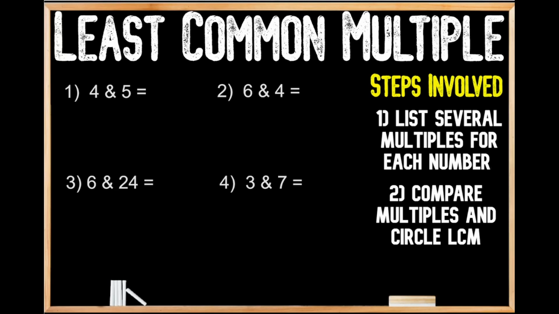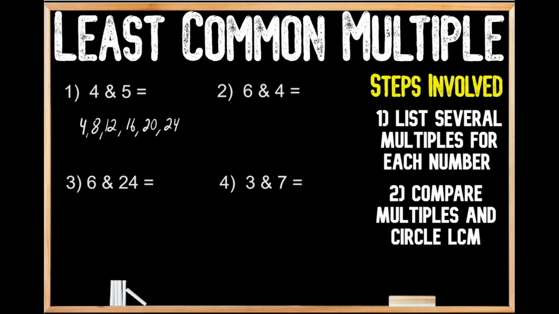So in question number 1, we're being asked to find the least common multiple, or the LCM, of 4 and 5. Looking at the steps involved here on the right-hand side, we can see that the first step is to list several multiples for each number. So let's start out by listing the multiples of 4. We have 4, 8, 12, 16, 20, and 24.